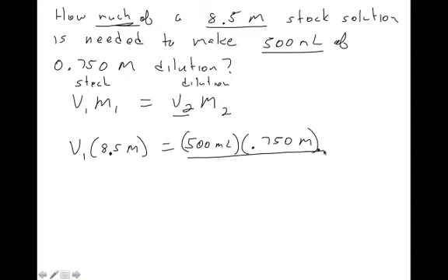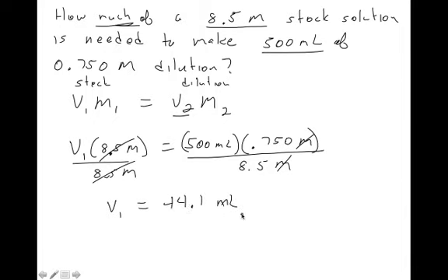We're going to divide both sides by 8.5 molar. Over here they cancel, and V1 is equal to, over here the unit molar cancels molar. Do your math here: 500 times 0.75 divided by 8.5. You do that math and you get 44.1 milliliters. All right, so what does that mean?